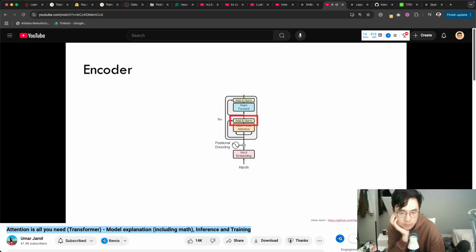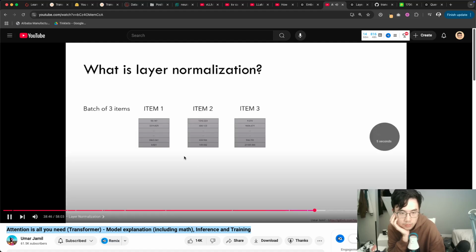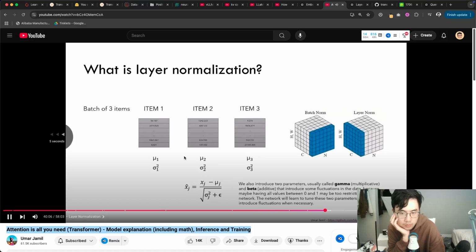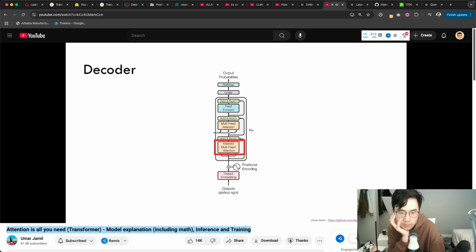Our next layer in the encoder is add and norm. To introduce the add and norm, we need the layer normalization. So let's see what layer normalization is. We are treating each item in the batch independently, which has its own mean and its own variance. The input embeddings here are called output embeddings, but the underlying working is the same. Here we also have the positional encoding, and it is the same as in the encoder.